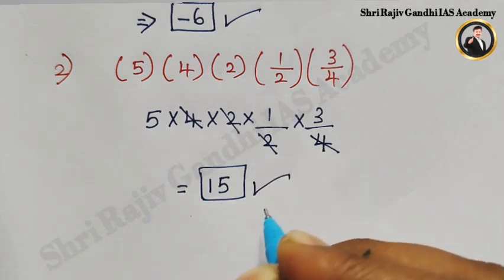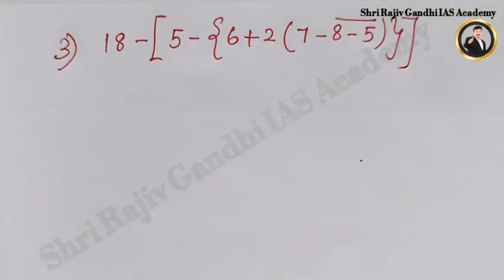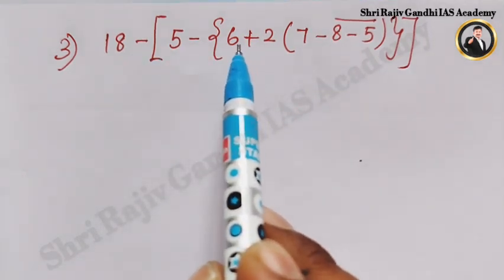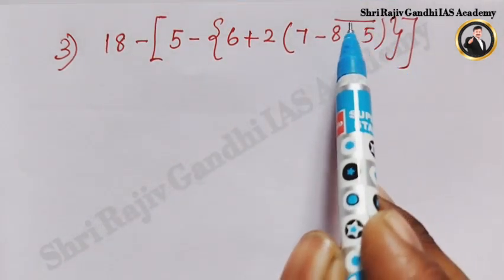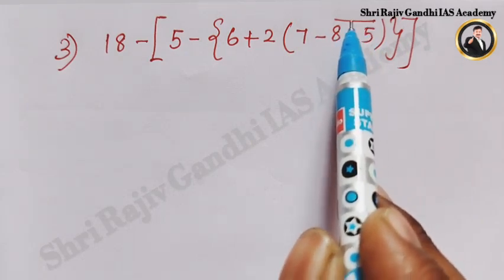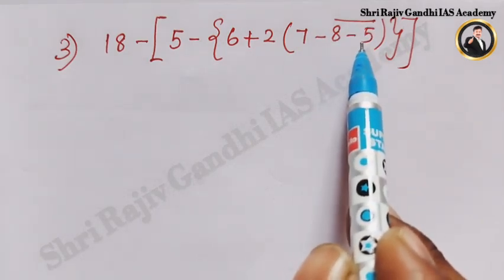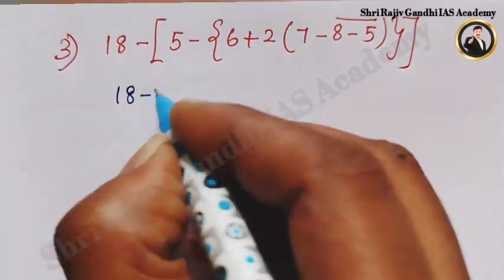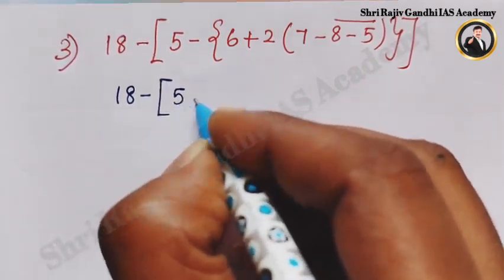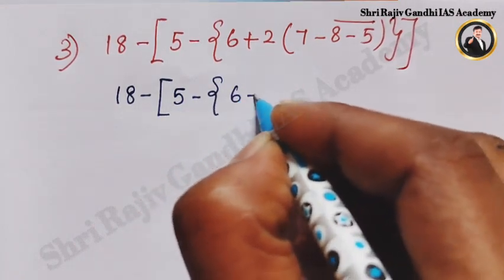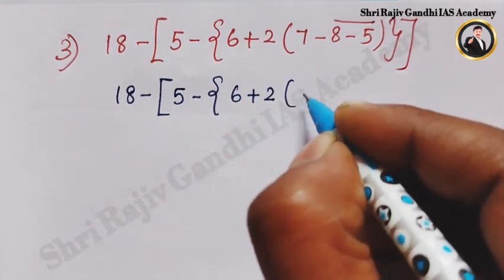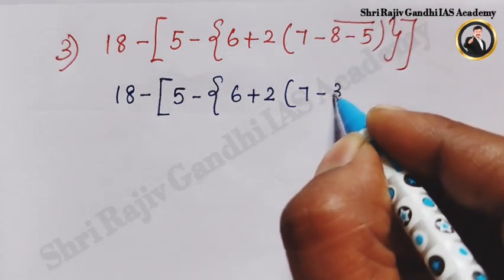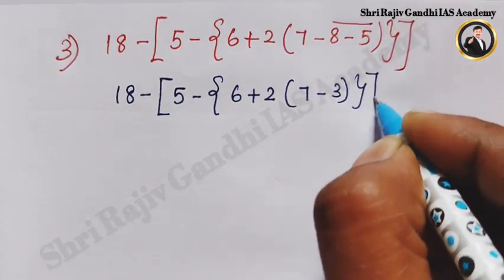This is also a very important sum. Next one, so many brackets are there. So here the bar symbol is also given. So what is meant by the bar symbol? First we have to release this bar symbol. Okay. So inside the bracket we have 8 minus 5, that is bar. So 18 minus bracket of 5 minus bracket of 6 plus 2 bracket of 7 minus 8 minus 5, that is bar inside 3 bracket of bracket bracket.